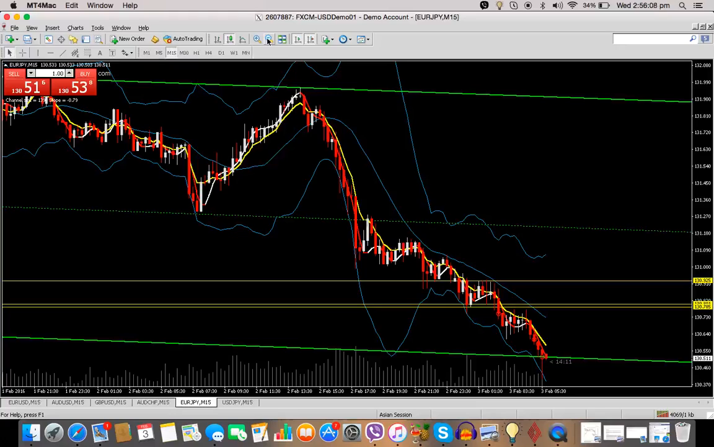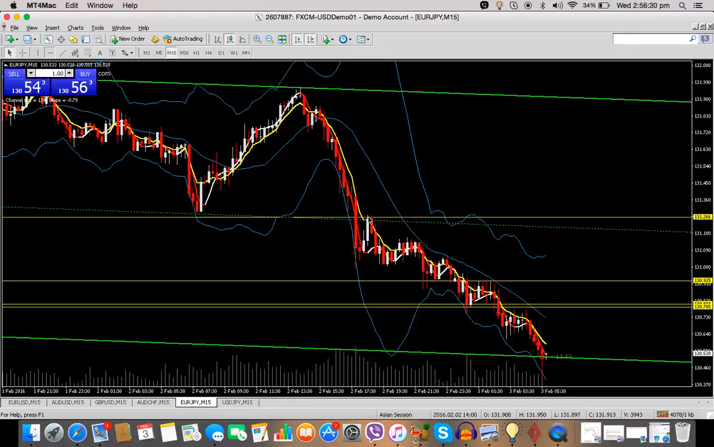So say for instance the first part here, now I believe this is somewhere where the Asian session started. So say for instance with the Asian session, the market's gone ahead, established its high here, and then I'm going to draw these lines in, and then gone ahead and established a low here.